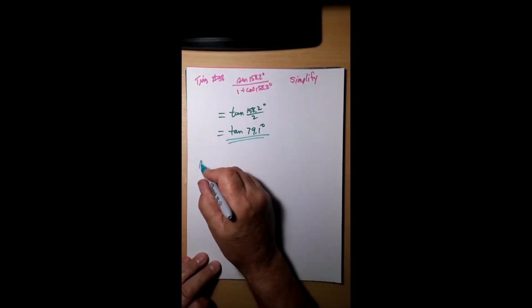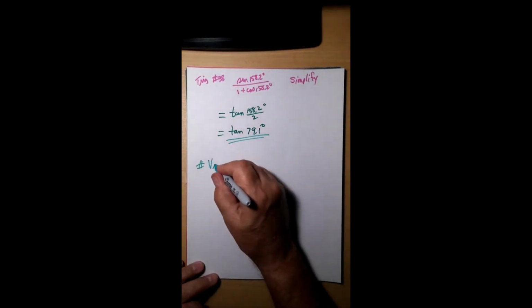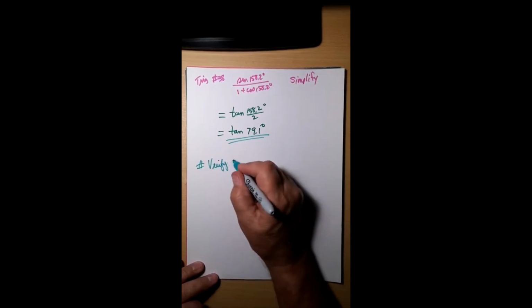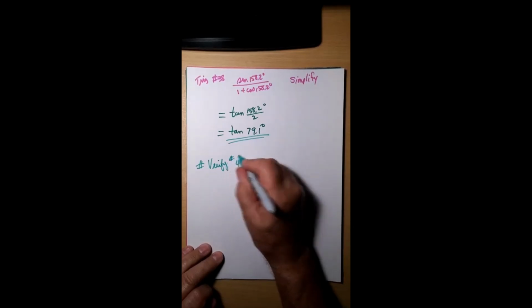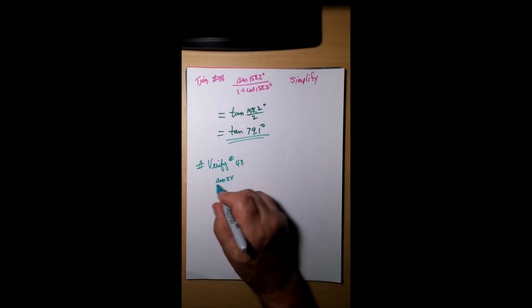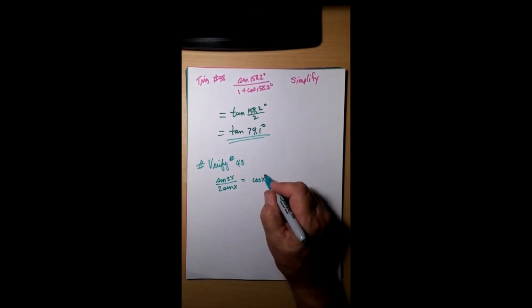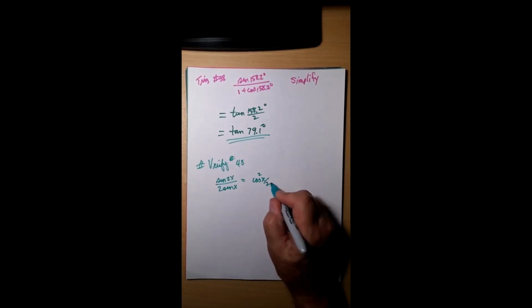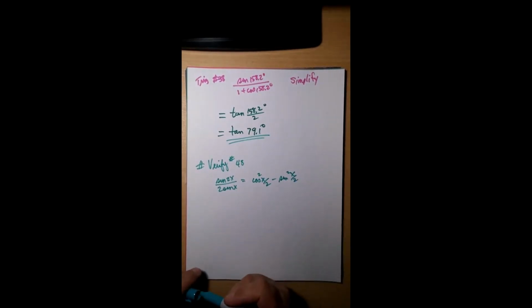Let's do another one on this paper since we got some room. The verification, which one do we want to choose? Let's do 48. So we want to verify that sine of 2x over 2 sine x is equal to cosine squared of x over 2 minus the sine squared of x over 2. Okay, so I'm going to take one side and make it look like the other.